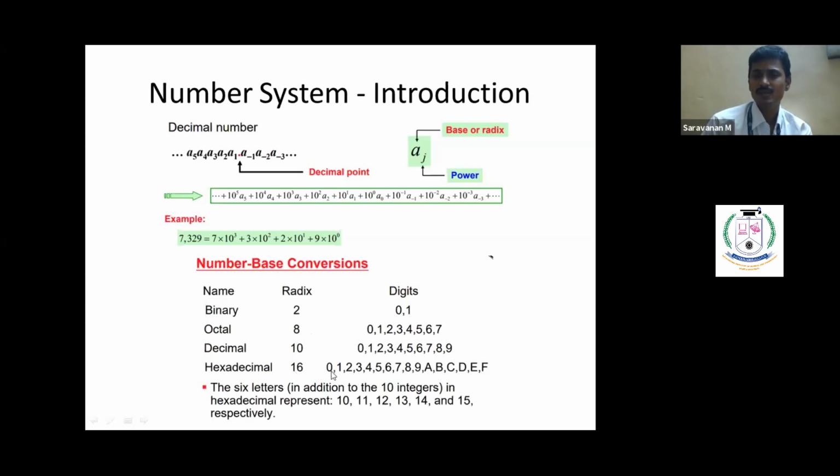So we start with 0 to 9. After 9, we should not call it 10, 11, 12. We have to call them A, B, C, D, E, and F. Okay, so this is the representation. I think this is the basic thing that everyone knows. Now we'll see how to convert from one form to another.